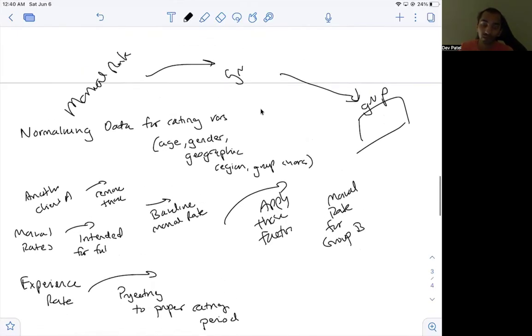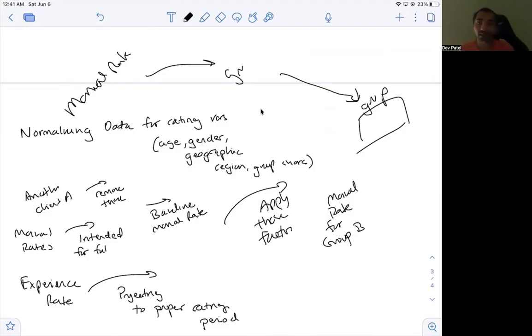And so what you do is you take the rates of those other clients, or of the other client B that you're using their data for, and then you normalize that data. So you remove all of the age, gender, geographic region variables that were included in that rate, and then you normalize. So now this is your baseline rate, and then you apply your age, gender, geographic region factors upon that baseline rate.